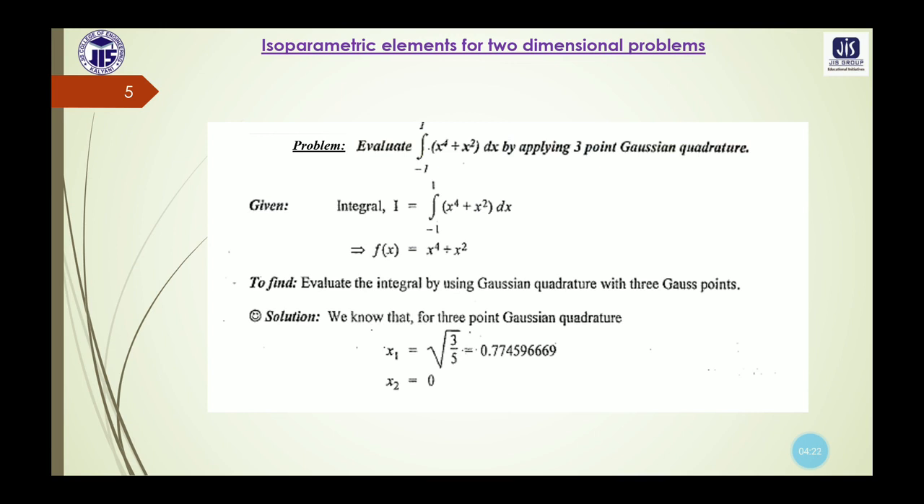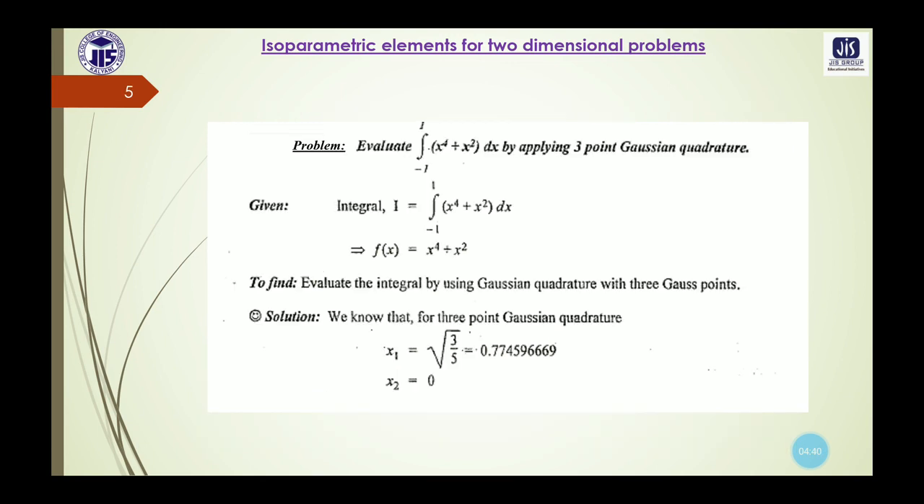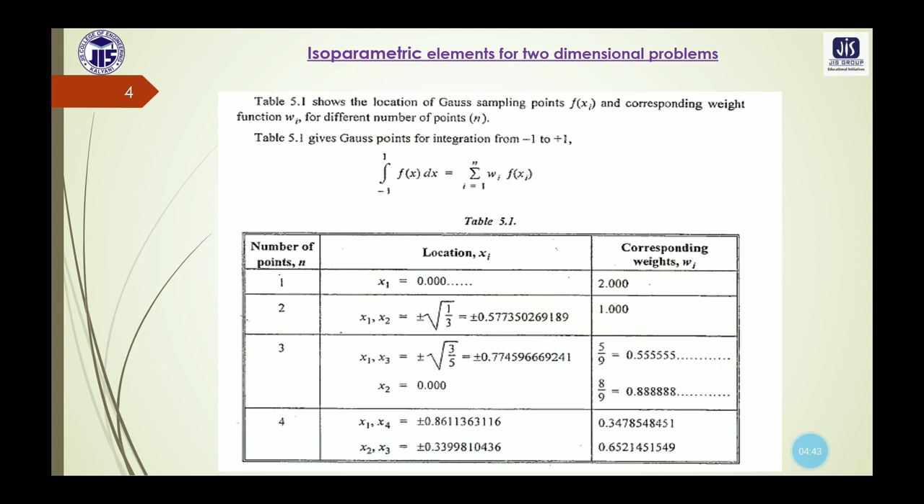Now for 3-point Gaussian quadrature, x1 is root under 3 by 5, that is 0.77459, x2 is 0, and x3 is minus root under 3 by 5. So from where we got these values, we have got these from this table. We can see corresponding to the number of points 3, the values of x1 and x3 are given as plus minus root under 3 by 5. That means x1 is plus root under 3 by 5 and x3 is minus root under 3 by 5, and x2 is 0.